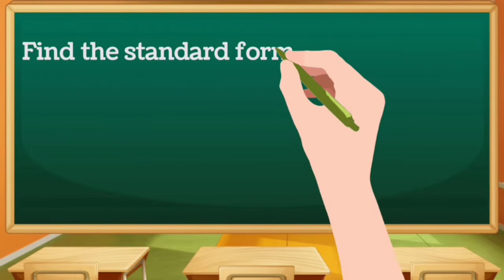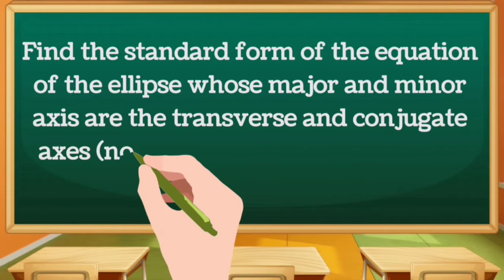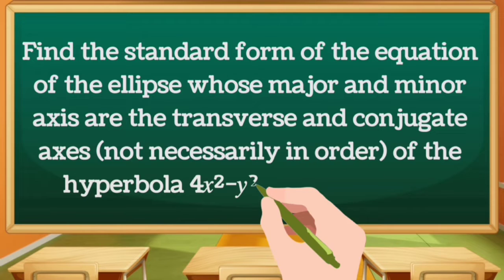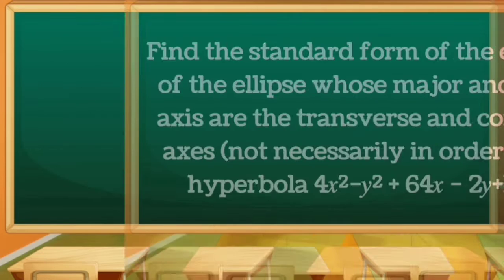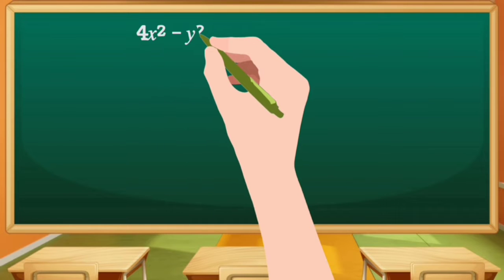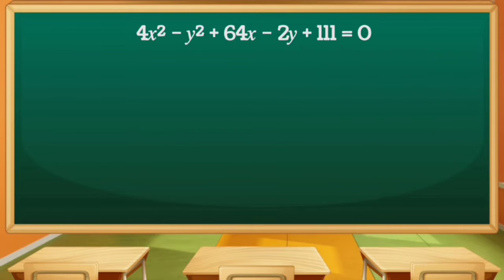Now, let's take a look at our given problem. Here, we are looking for the standard form of equation of an ellipse whose minor and major axes are the transverse and conjugate axes of the given hyperbola. We're given a general form of the equation of a hyperbola, which is 4x squared minus y squared plus 64x minus 2y plus 111 equals 0.